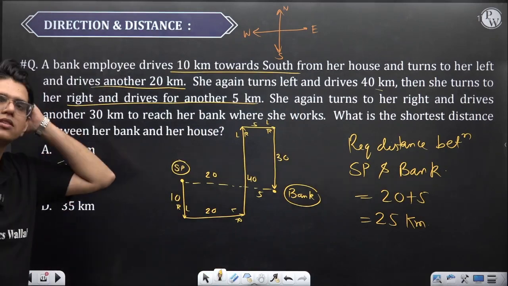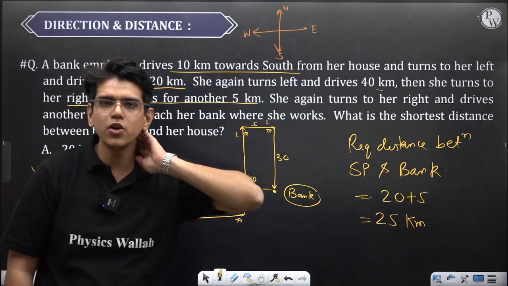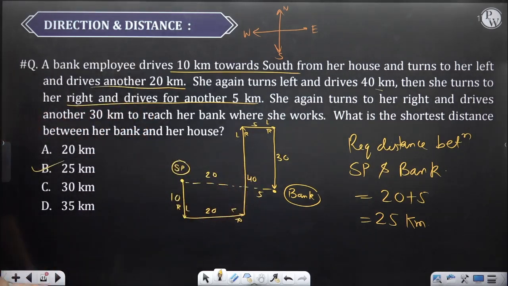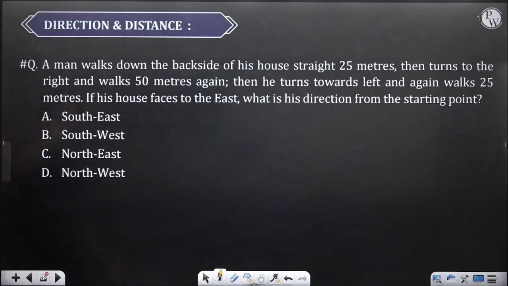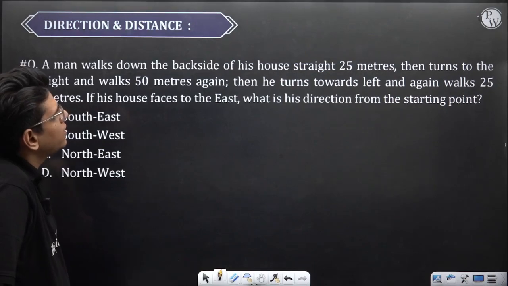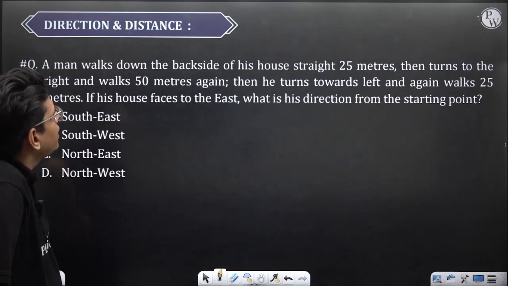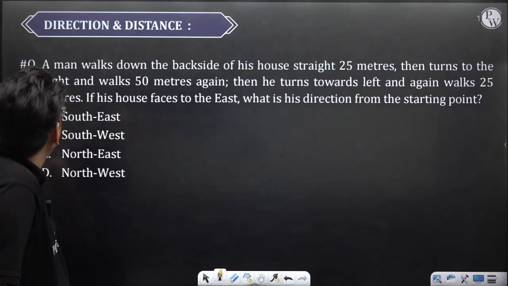Very easy questions. You can expect such questions in your 2025 attempt also. Now let's look at the next question. A man walks down the backside of his house straight 25 meters, then turns to the right and walks 50 meters again. Then he turns towards left and again walks 25 meters.